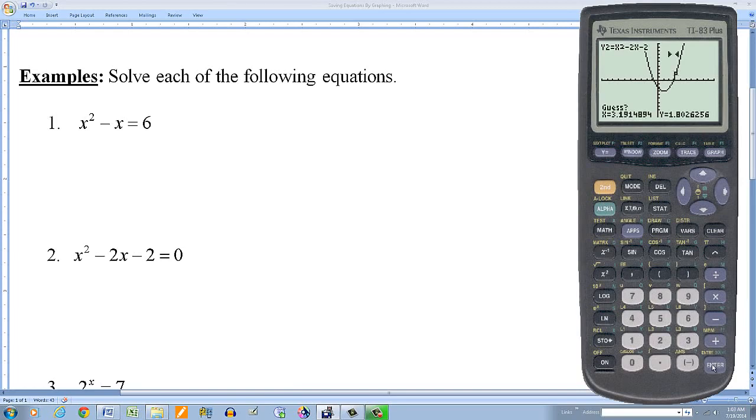Hit enter, you can ignore the guess, and you see x equal 2.732 to 3 places. And the fact that y is equal to 0 verifies that this value right here is a 0 or a solution to this equation. So the two solutions to this equation found using the graph and the 0 function are negative 0.732 and positive 2.732.